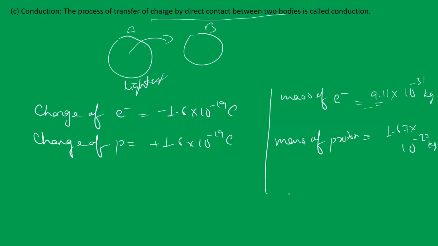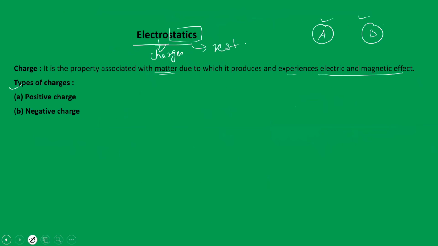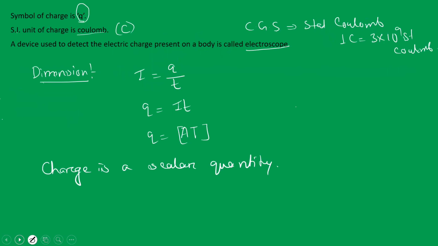So we got a few important things also. Let's have a look at what all we have studied in this video. We saw first what is electrostatics. This is the branch of physics in which we study charges at rest. We saw what is charge, a property associated with matter which produces and experiences electric and magnetic effect. We have seen the types of charges, positive and negative charges. We have seen the methods of charging, the unit of charge, the CGS unit of charge, and the device through which we can detect electric charge present on a body.